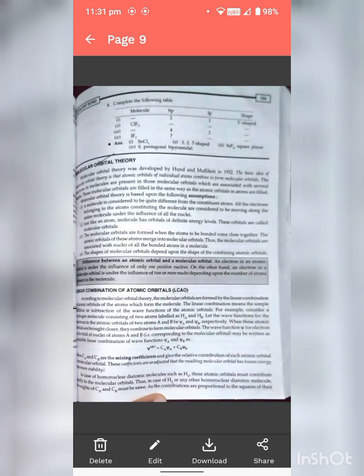Linear combination of atomic orbitals, LCAO. According to molecular orbital theory, the molecular orbitals are formed by the linear combination of atomic orbitals of the atoms which form the molecule. The linear combination means the simple addition or subtraction of the wave functions of the atomic orbitals. For example, consider a hydrogen molecule consisting of two atoms labeled as Ha and Hb. Let the wave functions for the electrons in the atomic orbitals in the two atoms be A and B respectively. When these atomic orbitals are brought closer, they combine to form molecular orbitals.